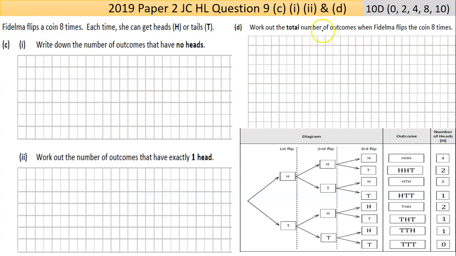Now part C 1 and 2, and then part D are all marked under this 10 marks. Which is kind of odd. It says here, Fidelma flips a coin 8 times. Again, each time is a different event, so they're not connected. Each time she can get heads or tails. Write down the number of outcomes that have no heads.